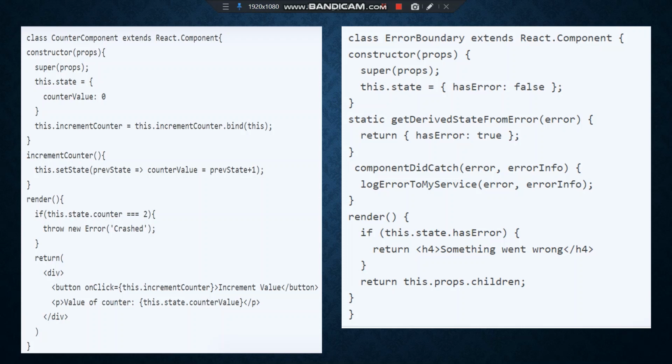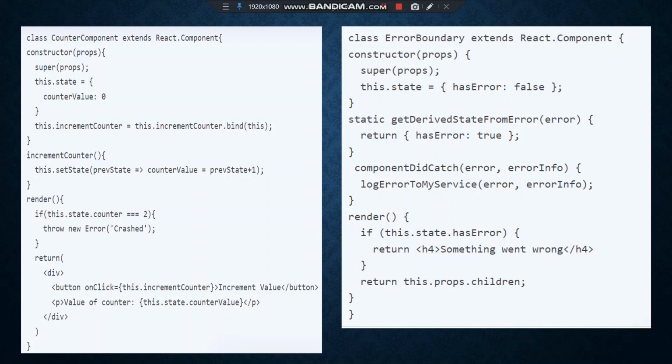On the right side of the screen, we can see code implemented using error boundaries. As mentioned, an error boundary is a component using one or both of the following methods: static getDerivedStateFromError and componentDidCatch. The getDerivedStateFromError function renders the fallback UI when the render method has an error. If hasError is true, then it will render "Something went wrong" instead of a blank page.